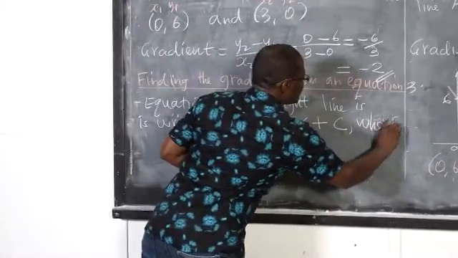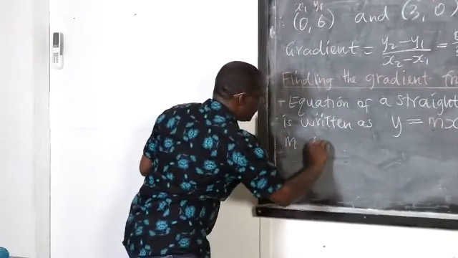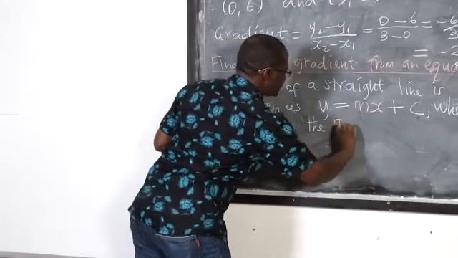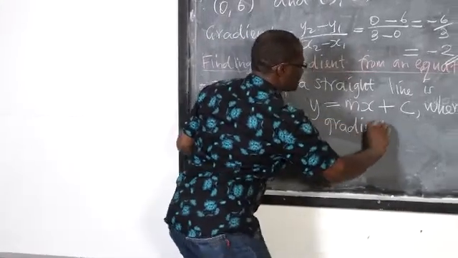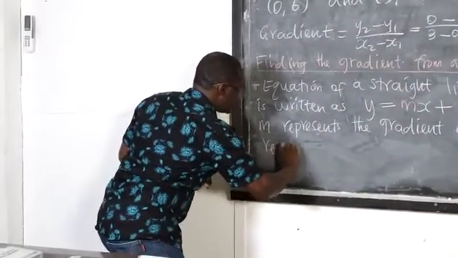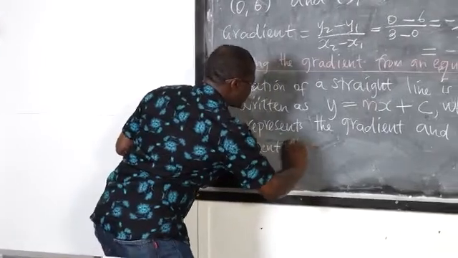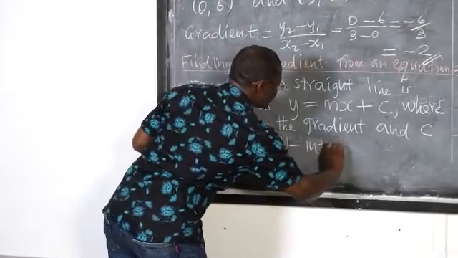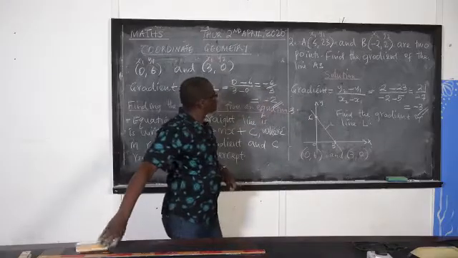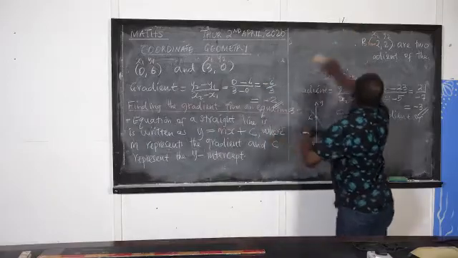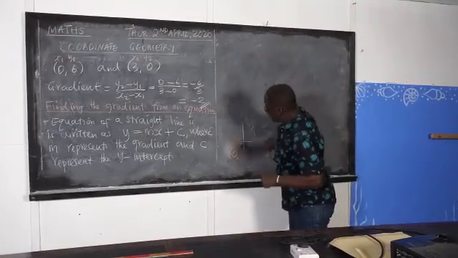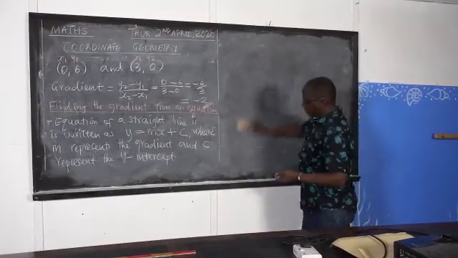So you can also add this down, where m represents the gradient and c represents the y-intercept. So it is the easiest to remember. We're going to look at the following examples, how we use that equation to find the gradient of a line.